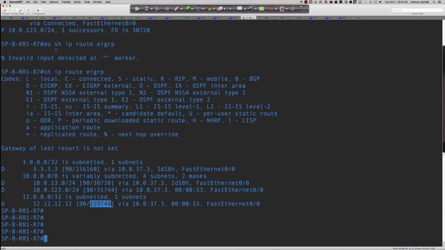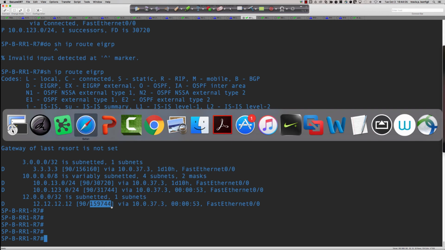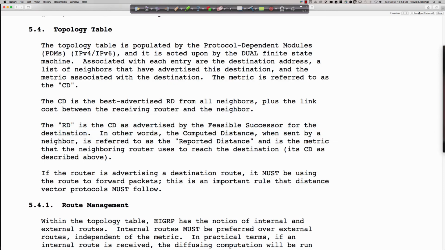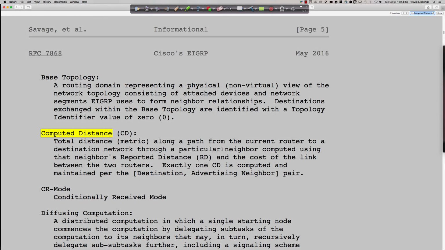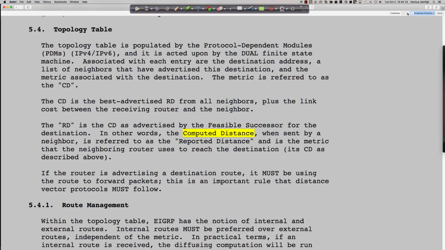Well, that's interesting because, again, you've been told that that's the feasible distance. It is not. It is what the RFC has defined as the computed distance. It's the computed distance. It is not the feasible distance. And I've just proven to you that it is not the feasible distance because I'm manipulating the number, forcing that number to change, right?